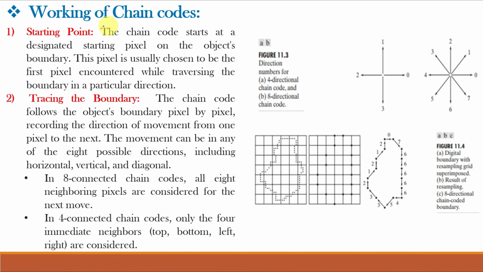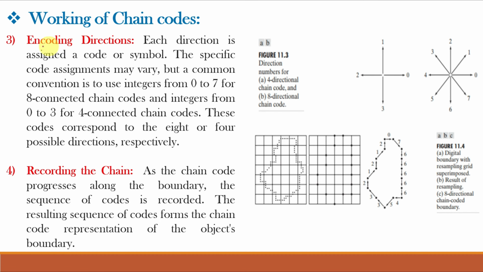Let us understand the working of chain codes. We have to choose a starting point, and in the next step we have to trace down the boundary. As mentioned earlier, the boundary tracing is done in a clockwise manner like this. But the direction numbers for 4 directional chain code and 8 directional chain code are specified in the counterclockwise or anti-clockwise direction. For example, 0, 1, 2 and 3, and here 0, 1, 2, 3, 4, 5, 6, 7. So remember, the chain code numbers are in the counterclockwise direction, but the boundary tracing that we follow is normally in a clockwise direction. Next, we have to encode the directions, and each direction is assigned a code or symbol.